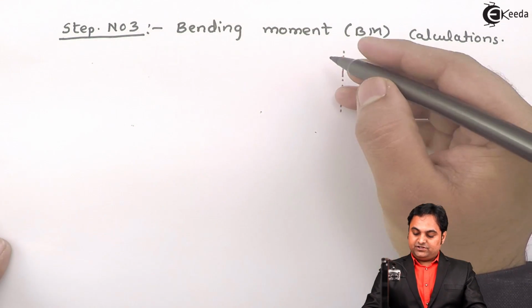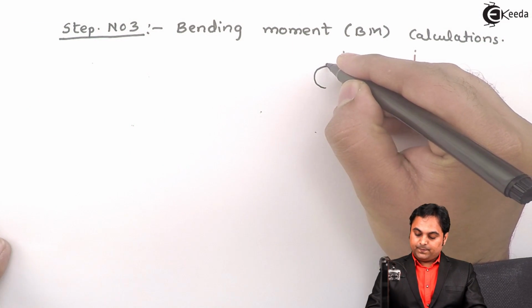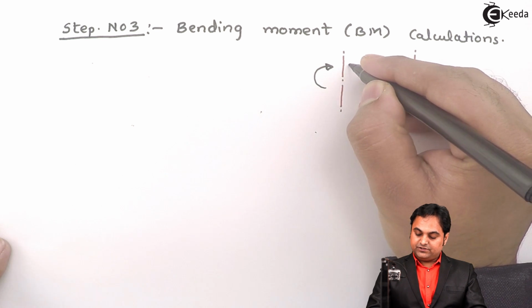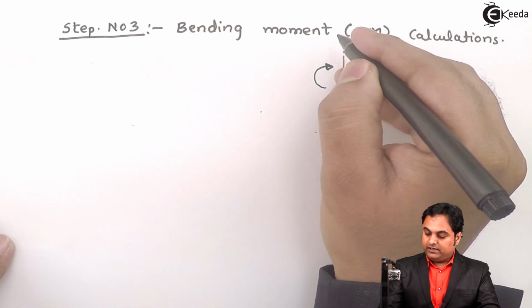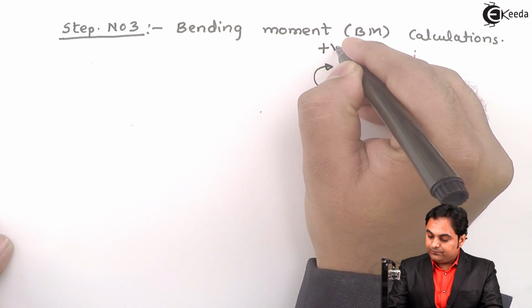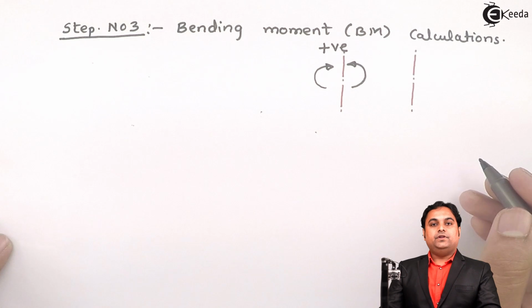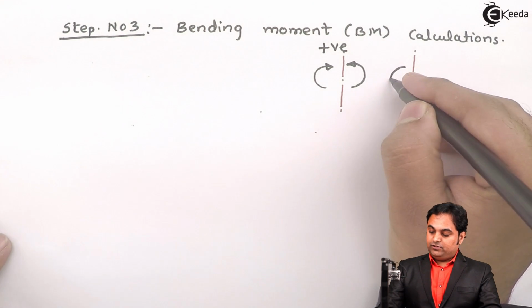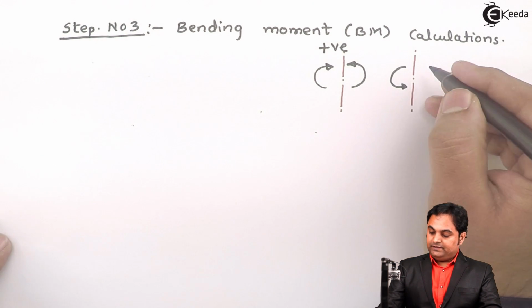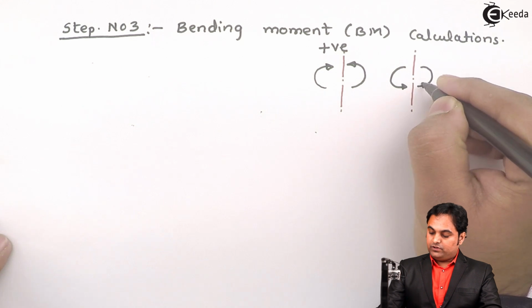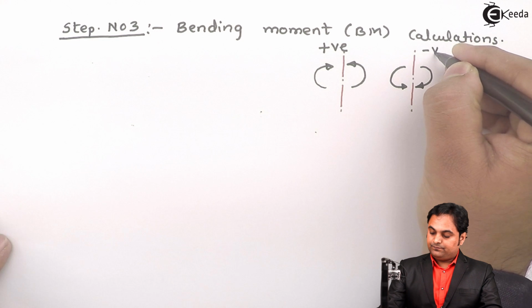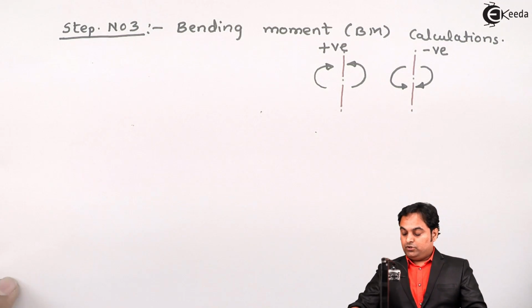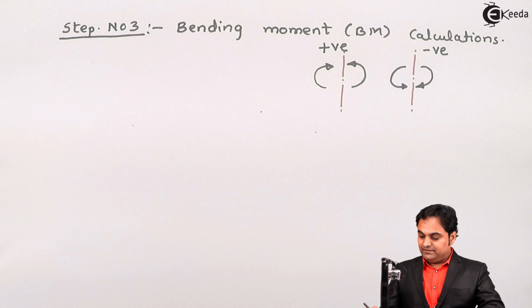To the left of section, clockwise moment, and to the right of section, anti-clockwise moment. Both are treated as positive. Then to the left, anti-clockwise moment, and to the right, clockwise moment. Both are treated as negative. And here I'll write another note.